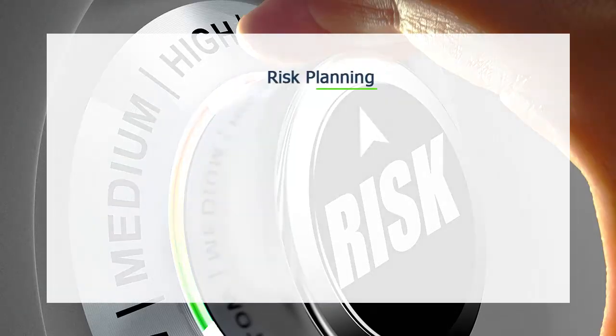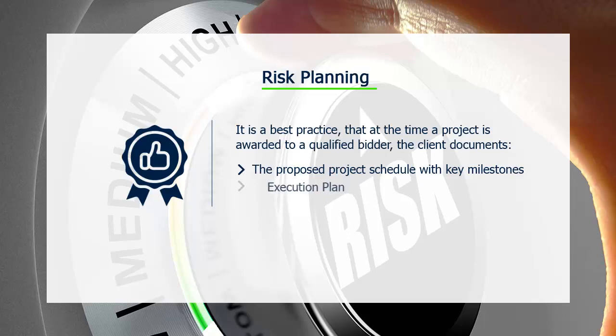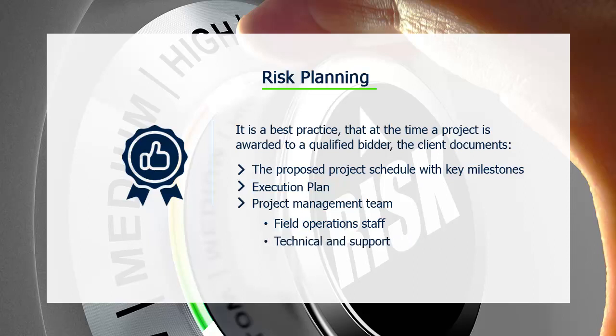Risk planning. It is a best practice that when a project is awarded to a qualified bidder, the client document the following critical elements. First, the proposed project's schedule, including key milestones, and a description of the technical approach of the work, called an execution plan. The proposed project management team, including field operations and the support disciplines such as engineering, quality, health and safety, cost control, and human resources.